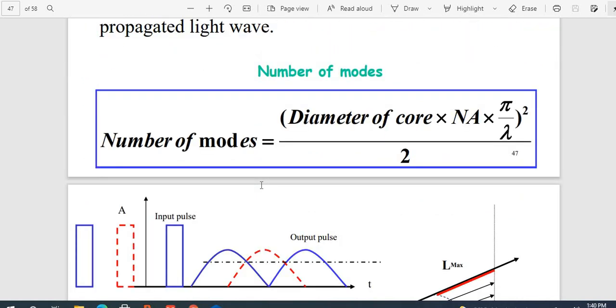Next, how do we find the number of modes for any particular fiber? To get the number of modes of a particular fiber, we can write number of modes is equal to diameter of core into numerical aperture into pi by lambda, whole square, by 2. This is the formula for finding the number of modes for that particular fiber. So by using this, we can find how many modes a particular fiber has, for any fiber we can find out.